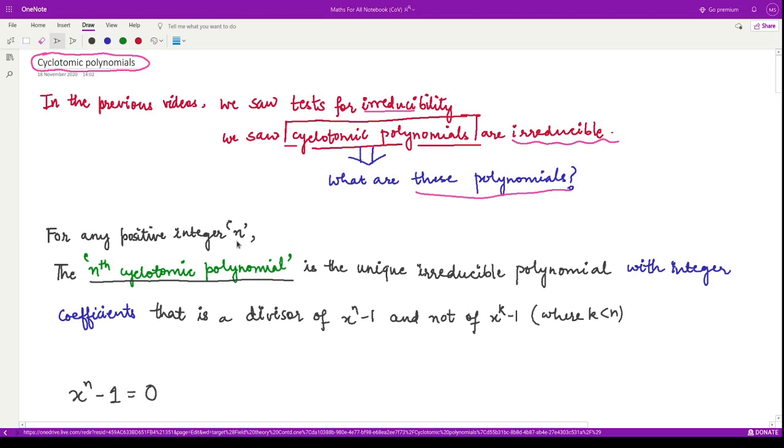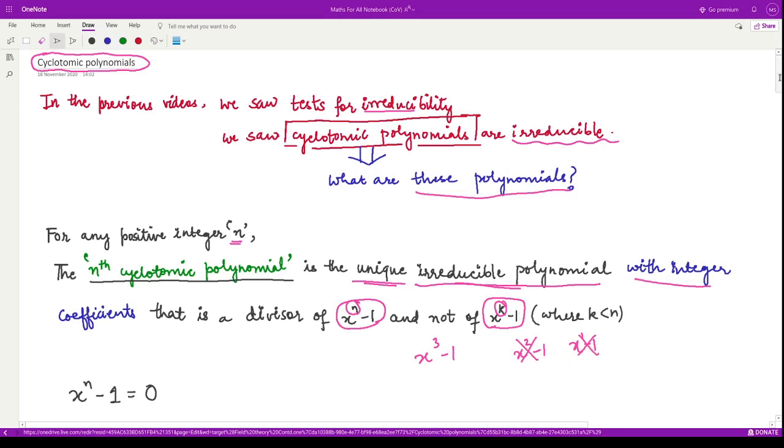So if we are given any positive integer n, then the nth cyclotomic polynomial is the unique irreducible polynomial with integer coefficients. It has integer coefficients, it is an irreducible polynomial, and it is a unique polynomial. Moreover, it is a divisor of the polynomial x to the power n minus 1, and it is not a divisor of x to the power k minus 1, where k is less than n, right? Suppose this polynomial divides x to the power 3 minus 1, then it would not divide x to the power 2 minus 1, and it would not divide x to the power 1 minus 1, right? So this is what they are saying.